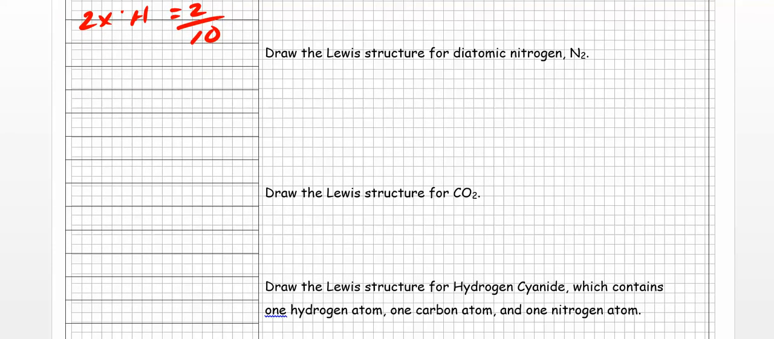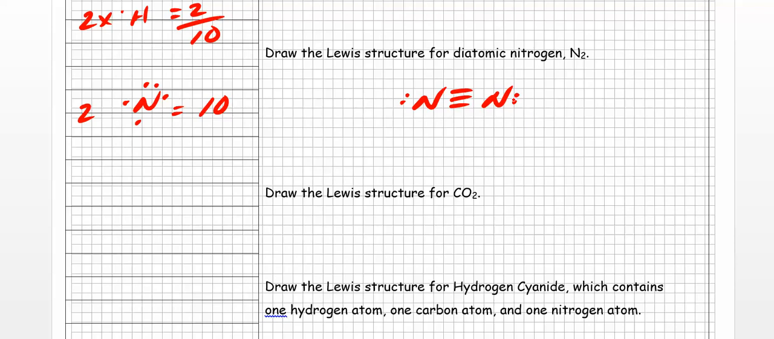All right. Let's try this one. Let's try nitrogen. Nitrogen, remember, has 5 valence electrons, 1, 2, 3, 4, 5, but there's 2 of them. So that's a total of 10 valence electrons, right? There's only 2 nitrogens, so that's going to be pretty straightforward. We're going to need to put 10 electrons around them. Let's try this. 2, 4, 6, 8, 10. Here's another one with a triple bond, right?